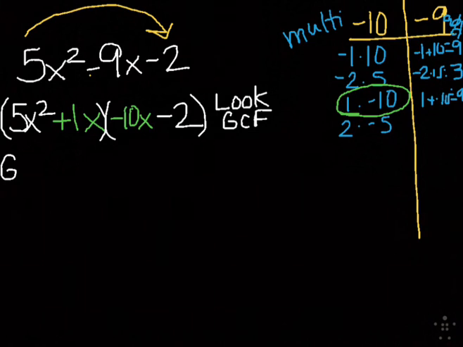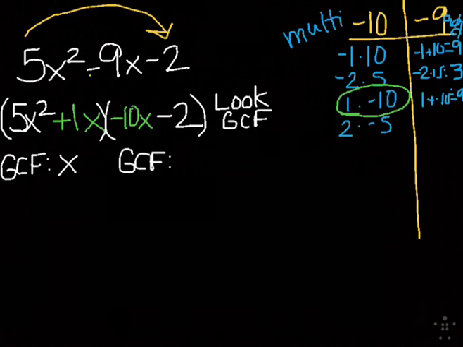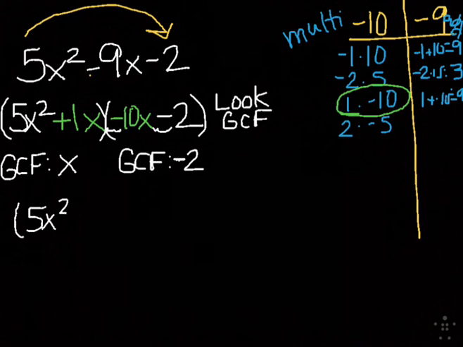So the GCF of the first set of parentheses is going to be x. The GCF of the second set of parentheses is going to be negative 2. And it's negative 2 because both of these signs right here are negative. If the front one had been positive, it would just be positive 2. Because if the sign in front or both are negative, that's why it's negative 2. So I divide by the GCF.